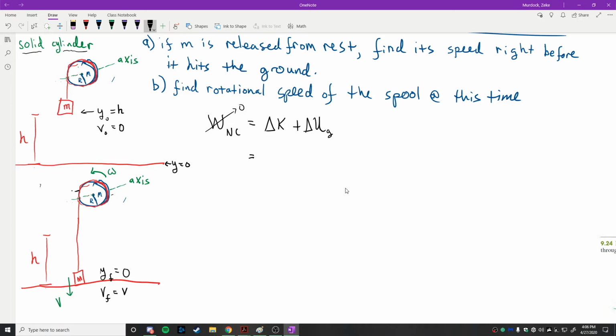Now there's something else we have to include in this, because kinetic energy is also going to include angular speed. And so I'm going to say the initial angular speed of my pulley is going to be 0, and the final angular speed of the pulley is going to be what I labeled up there as omega.